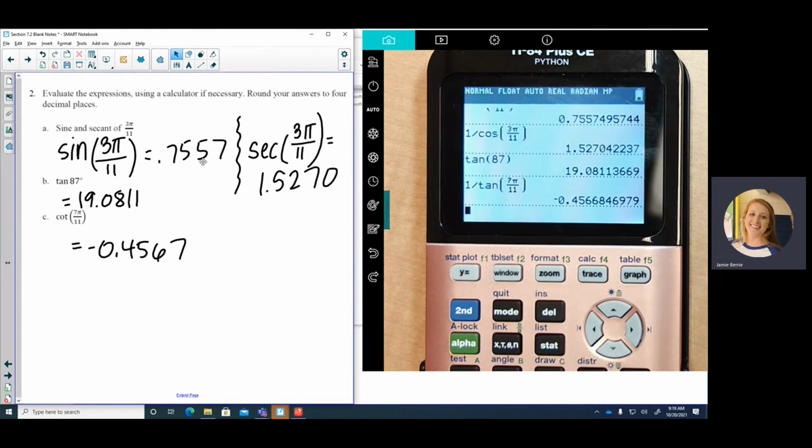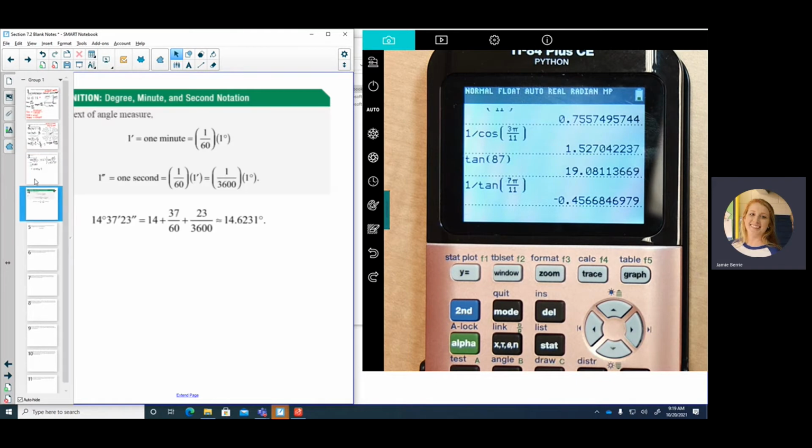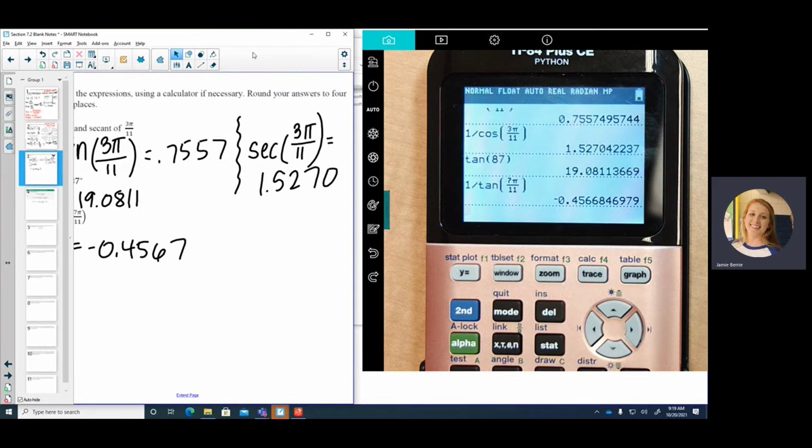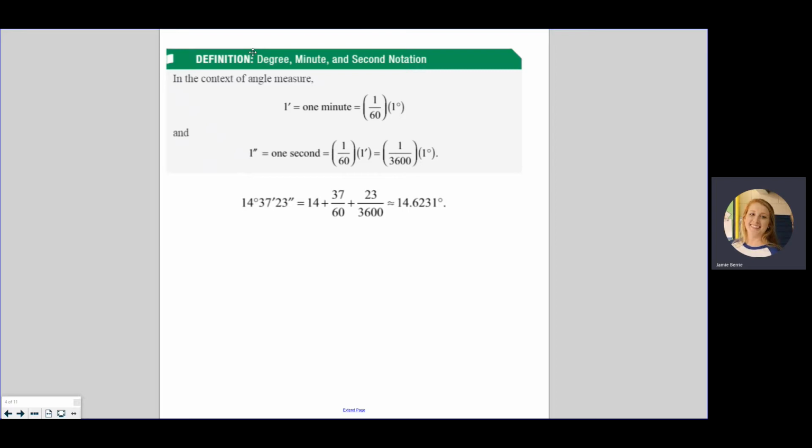All right, let's go look at some stuff about degrees, minutes, seconds. So if you want to be more exact when you're using degrees, then you can use something called degrees minute second notation.